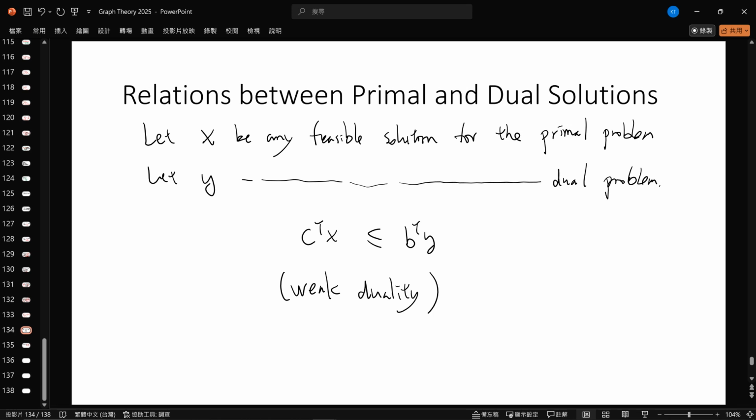But here, the assumption is that both x and y are feasible with respect to their problem. So x is feasible for the primal problem, the original problem, and y must satisfy all the constraints in the dual problem. So you have to have these assumptions so that you have this relationship. Next we're going to prove this, and the proof is quite easy. But before we start, are there any questions?